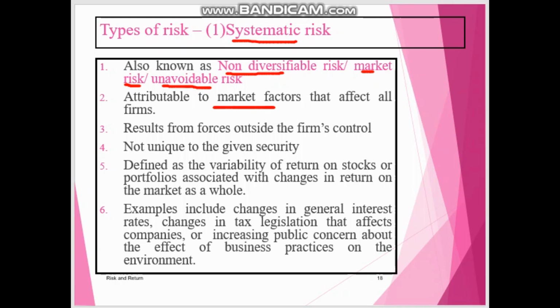This refers to the market factors that will affect all firms, not only certain firms, but all firms will be affected. And this is beyond the firm's control, I mean outside of the company's control. And this is not unique. Not unique means that it does not affect only one company or one security, but it is going to affect all. Number 5 states that the variability of return on stock or portfolios is associated with the changes in the return in the market as a whole. So the whole market will be affected.